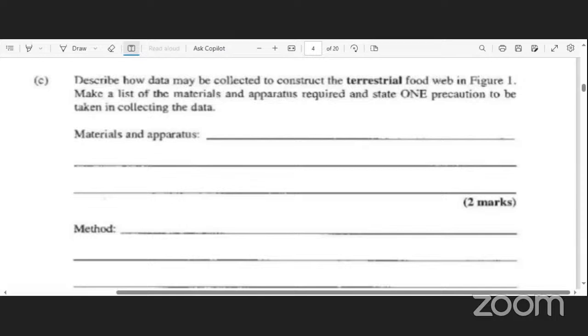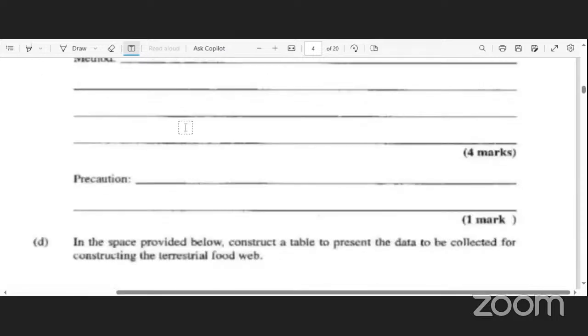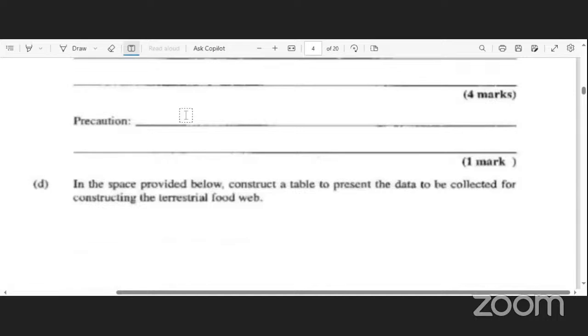Is that clear to everyone? We're good to go? Are we good to go? Ready for the precaution now?